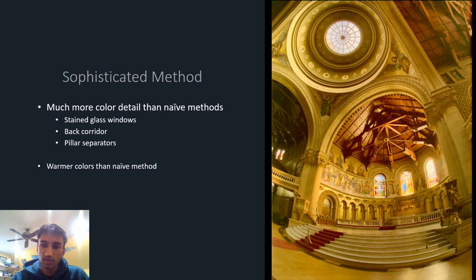Here's the result from the sophisticated method, where we can see that we have a lot more detail in areas such as the back corridor, the stained glass windows, and particularly in the pillars area, where we can see the separators between each brick. And the colors are a lot warmer than in the naive method, and it preserves local contrast thanks to the response function, so we can get much more accurate colors.